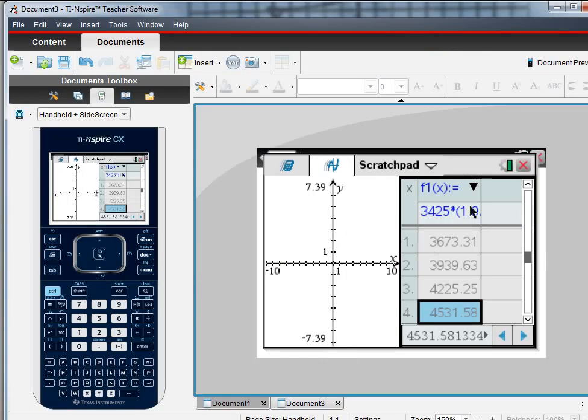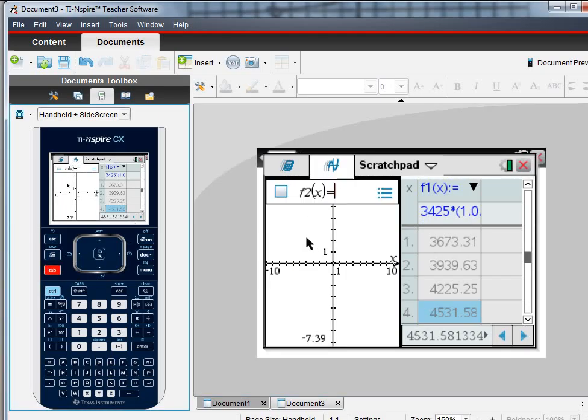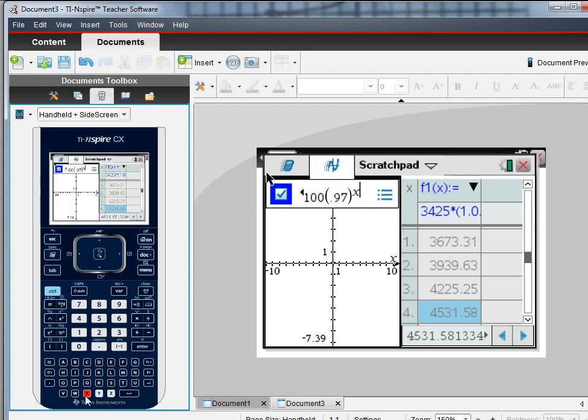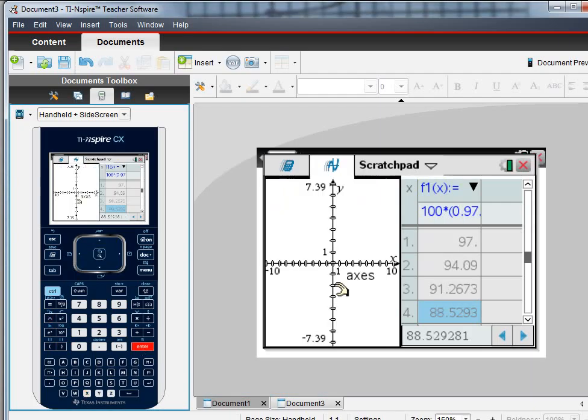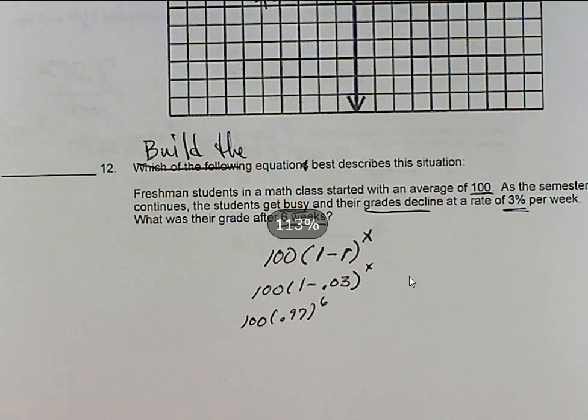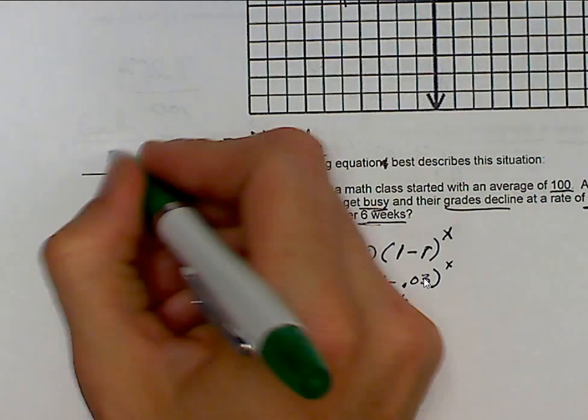So I am going to go over here, hit tab, press up, 100 times 0.97 raised to the x power when x is weeks. So what is my grade after 6 weeks of being busy? An 83. So 83%.